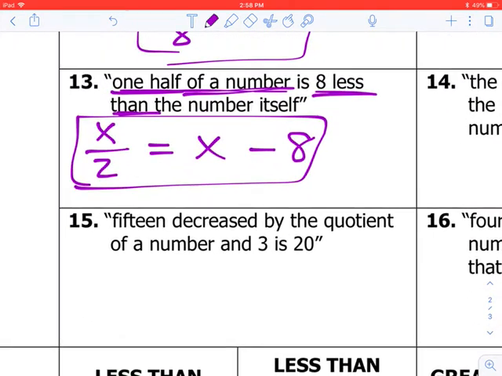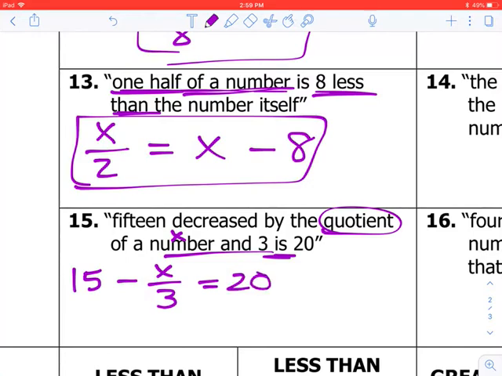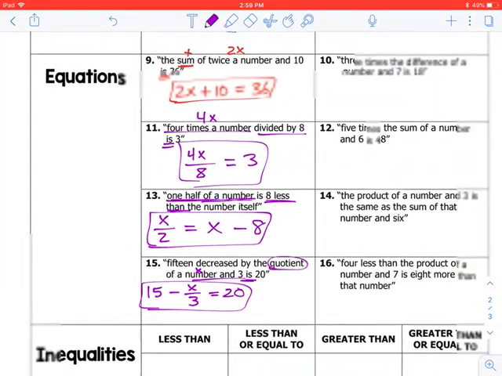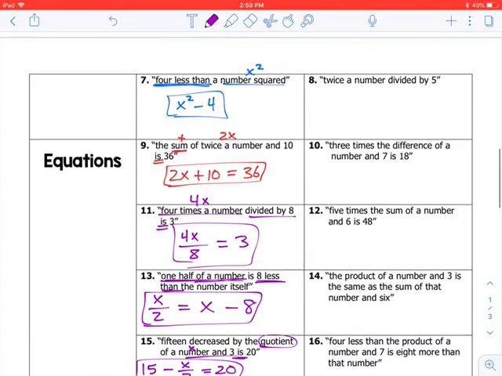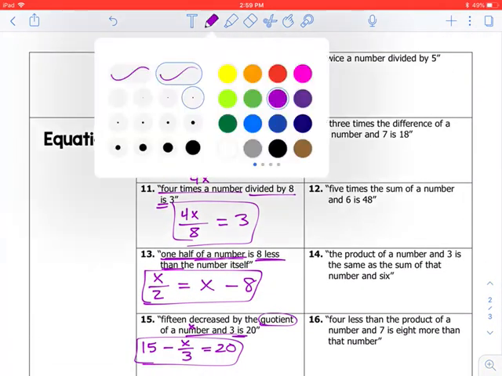And then finally here, 15 decreased by the quotient of a number and 3. Okay, so let's take that one thing at a time here. 15 decreased by, so 15 decreased by is minus the quotient of a number, so division, of a number and 3. A number and 3, so x divided by 3 is 20. And there we are.